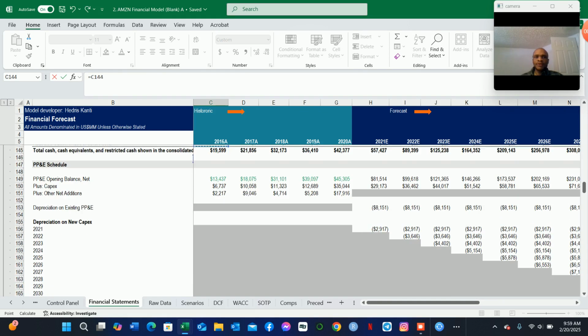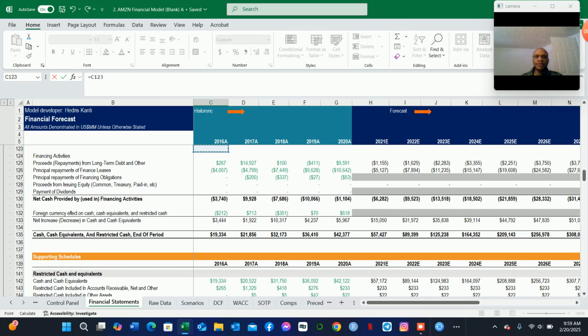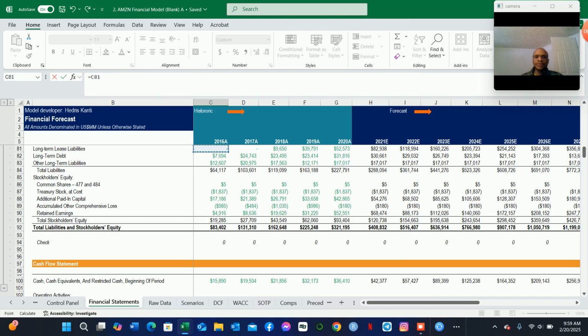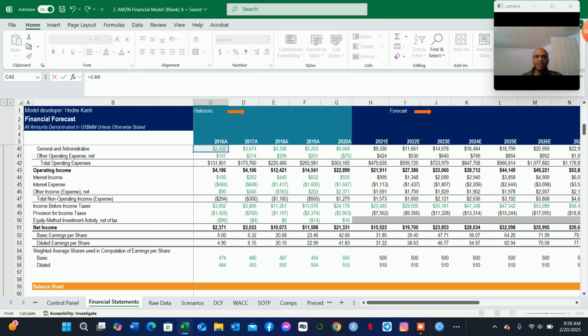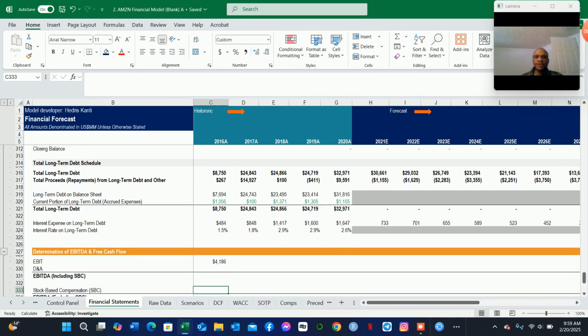So we can go all the way to the income statement, and we can grab here the operating profit, that is the earnings before interest and taxes. So we grab that here.